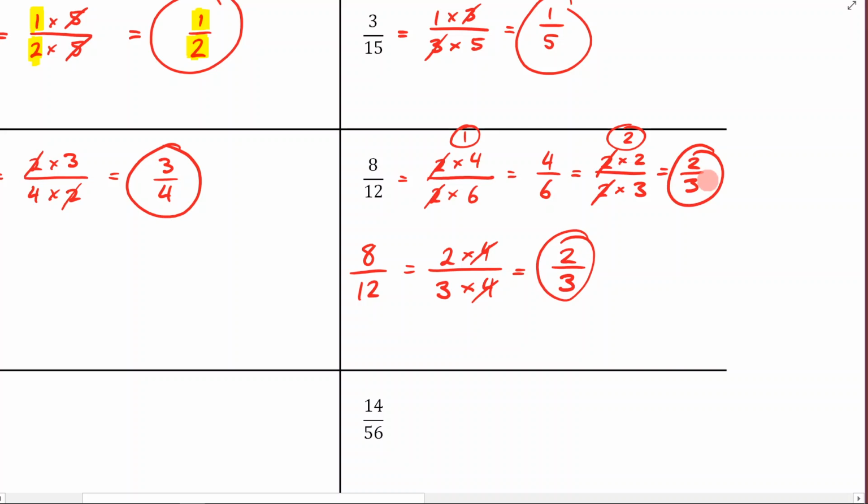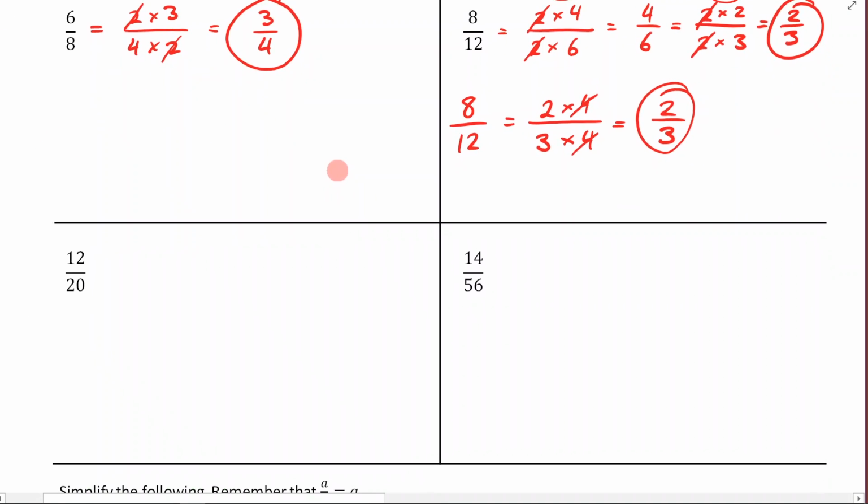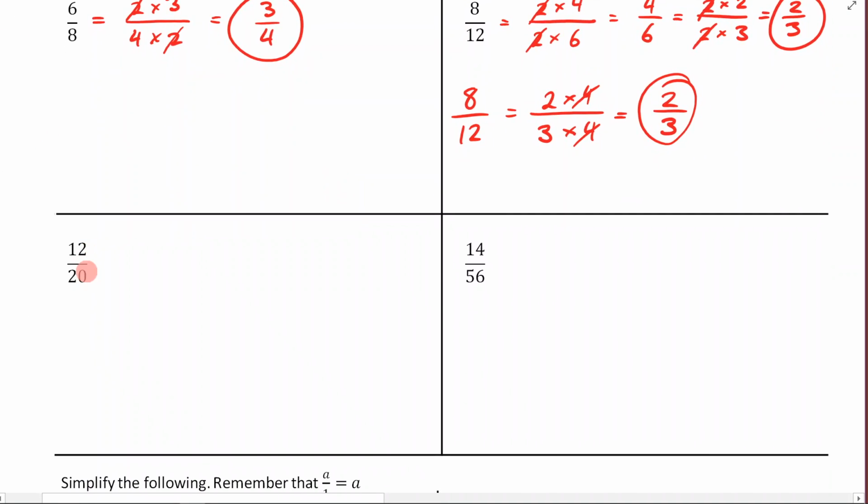So that's how it's working. But it's important for you to know that both of these are legitimate ways to do it. And although this one is preferred, the bottom one here, there's nothing wrong with this one. Okay, let's keep on working now. All right, so here we have 12 and 20. You might want to pause the video and give these a go for yourself.